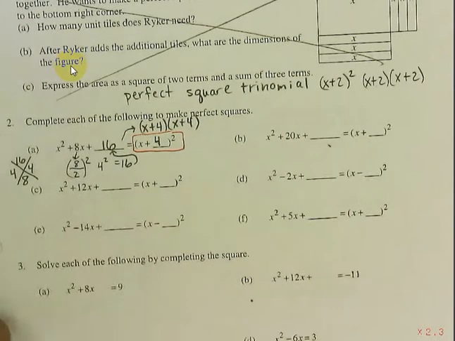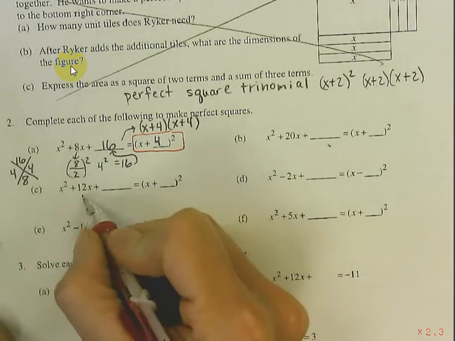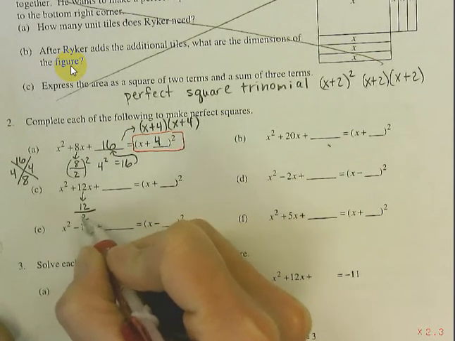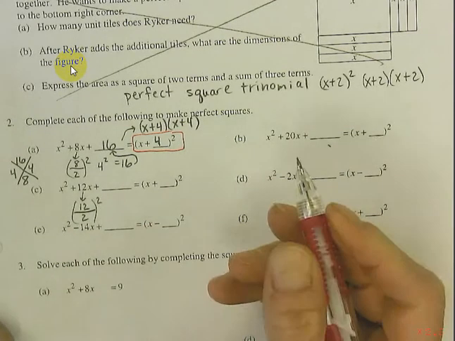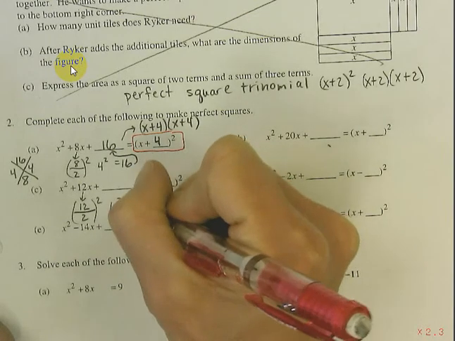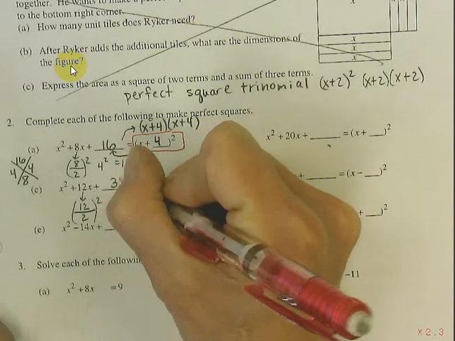So let's try another one. X squared plus 12x. What would I add here? Take your b term, divide it by 2, square the result. 12 divided by 2 is 6. Square that, should equal 36. So we're going to put that in the blank.